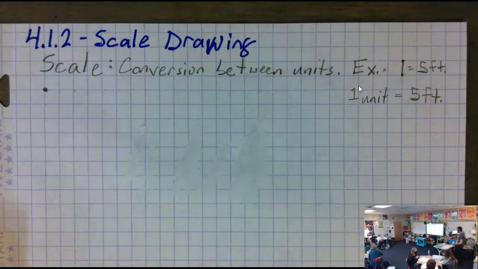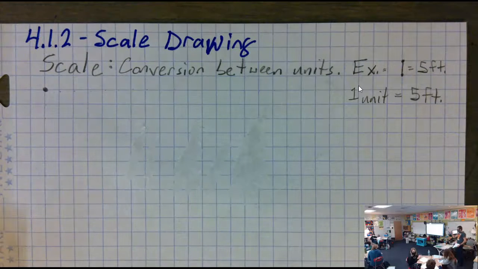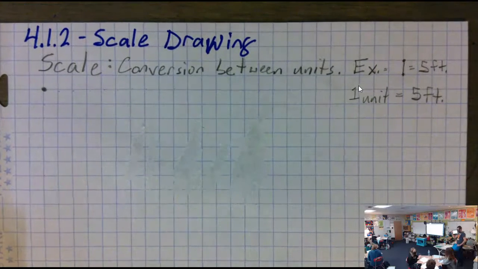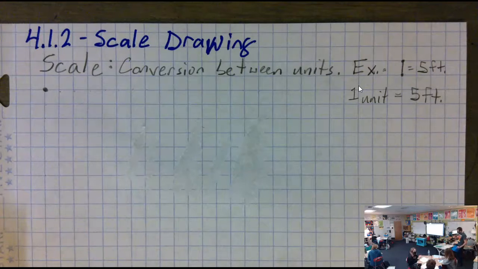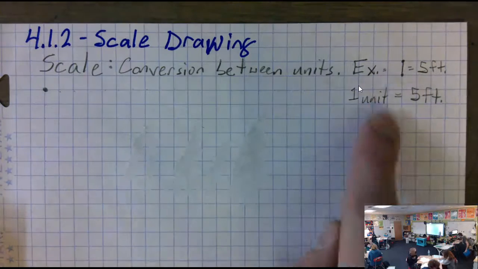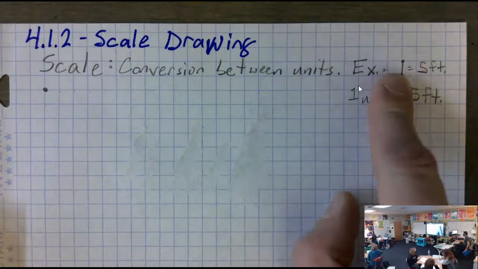A scale is the conversion between units. So, just like when I said how many feet are in a yard, that's a scale. Anyone know how many ounces are in a pound? 16. There are 128 ounces in a gallon. These are all scales. How many inches in a foot? 12. That's a scale. So if we, on our paper, decide we're going to make one box 5 feet.